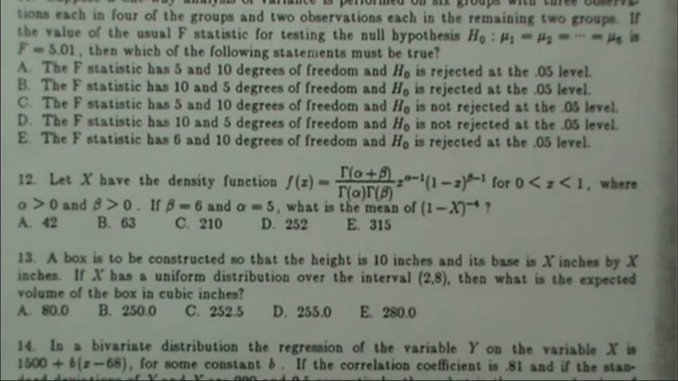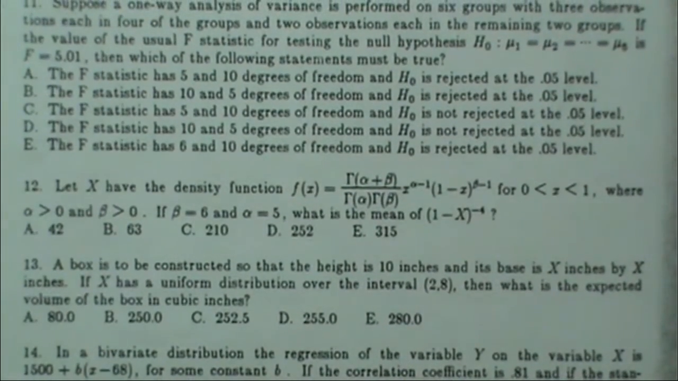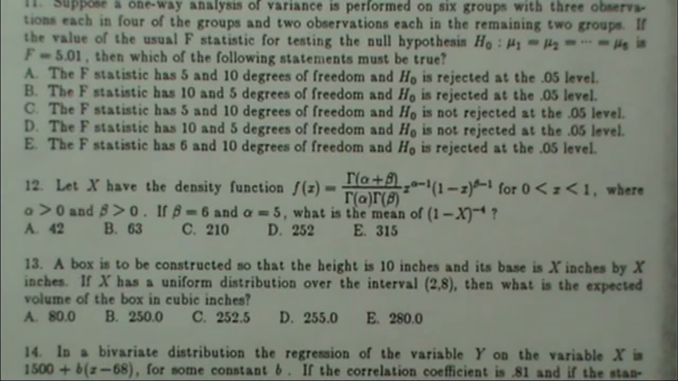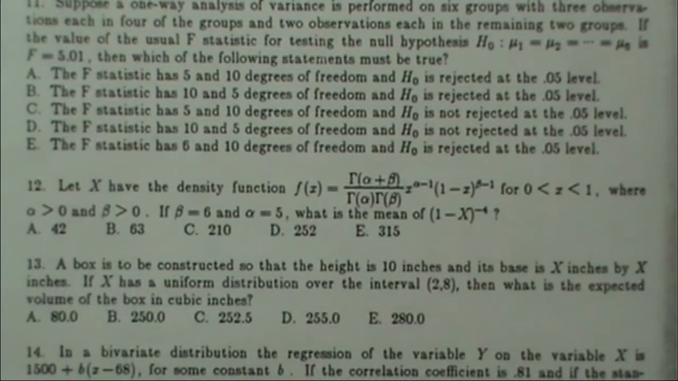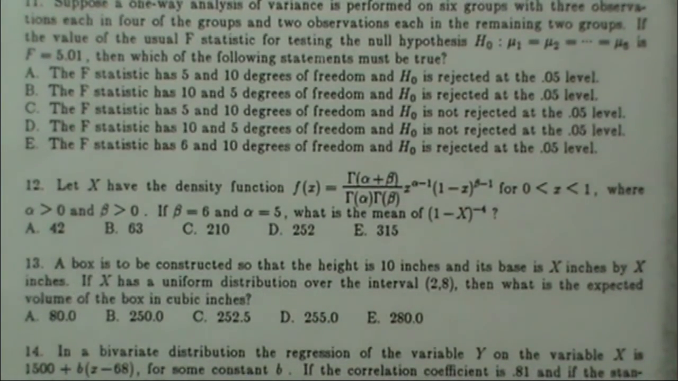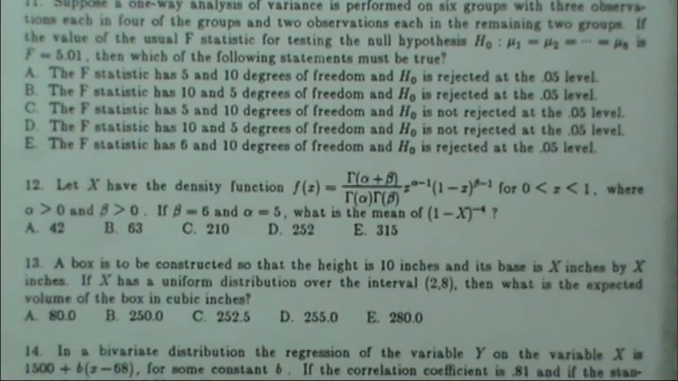Number 12, let x have the density function f of x given there, where alpha is greater than 0 and beta is greater than 0. If beta is equal to 6 and alpha is equal to 5, what is the mean of 1 minus x raised to the negative fourth power?